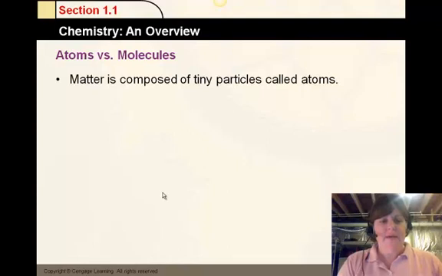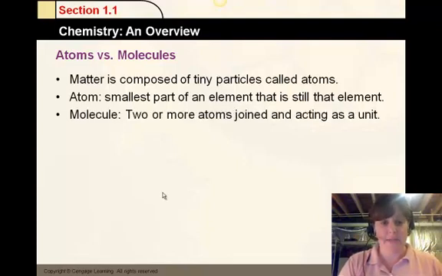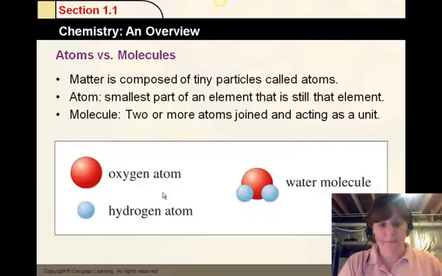So, as you know, matter is composed of tiny particles called atoms, and atoms are really the smallest part of an element that still retains the properties of that particular element. Molecules are two or more atoms joined, acting together like water, H2O. Here we go: oxygen atom, hydrogen atom, and then the water molecule.